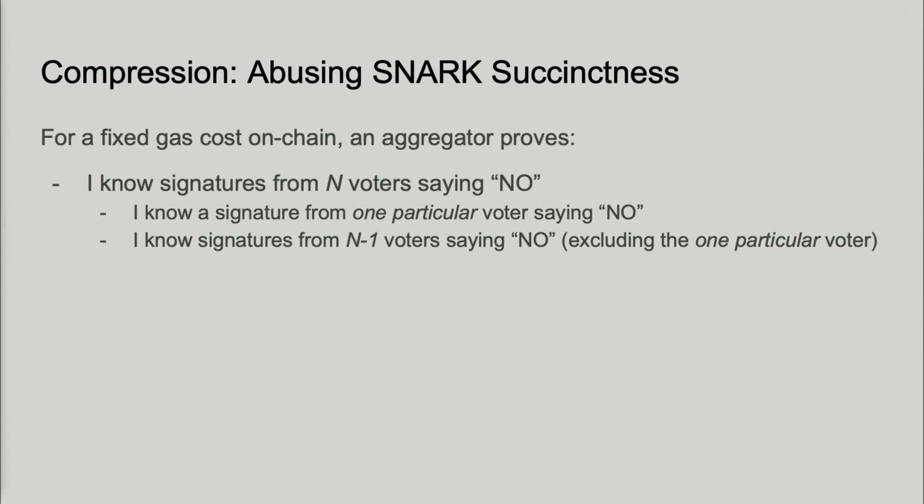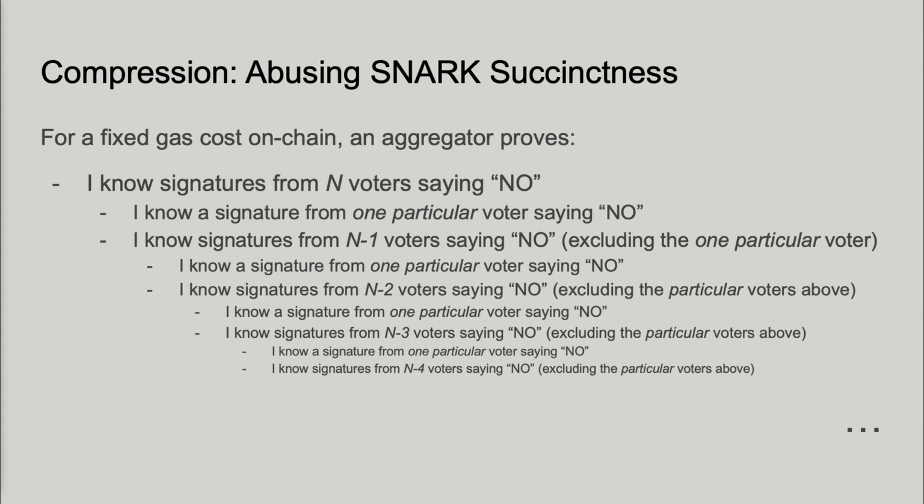In particular, what this circuit setup for Isocratia looks like is that an aggregator, for a fixed cost on chain, proves: I know signatures from n voters saying no, for instance. So how does the aggregator do that in a recursive circuit setup? He first shows, I know a signature from one particular voter saying no. And then he shows, I also know n-1 voters saying no, except this one voter. You'll notice that this second part is almost exactly like the original problem. That's where recursion comes in. Instead of verifying all the n-1 votes individually, you just verify this cascading sort of proofs internally.